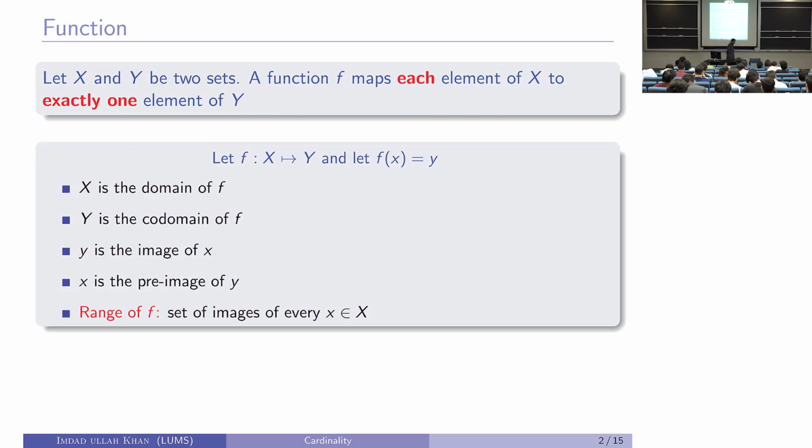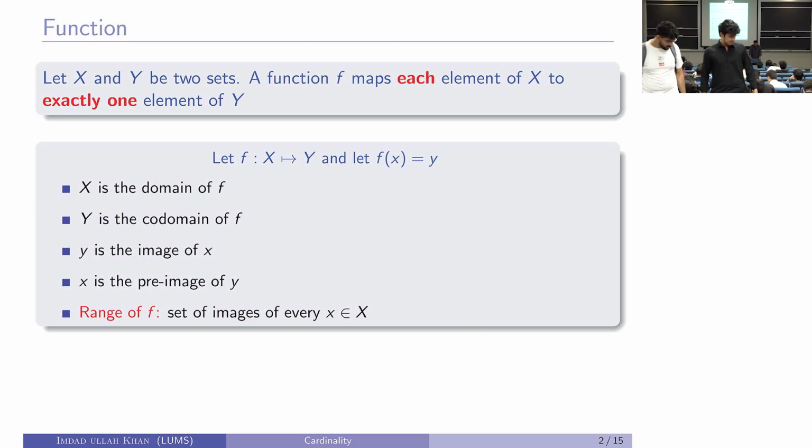Okay, so remember a function. A function from a set x to another set y is a mapping of every element of x to exactly one element of y, the codomain. Okay? A mapping from every element to exactly one element of the codomain is called a function. So, some terminology: domain, codomain, range, image, pre-image, right? All of you know that.